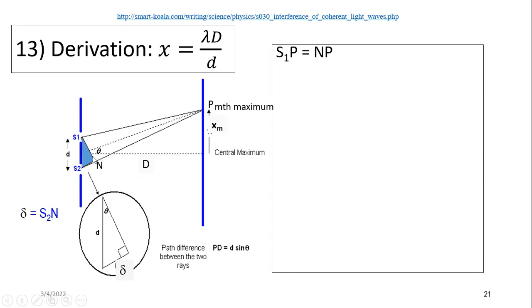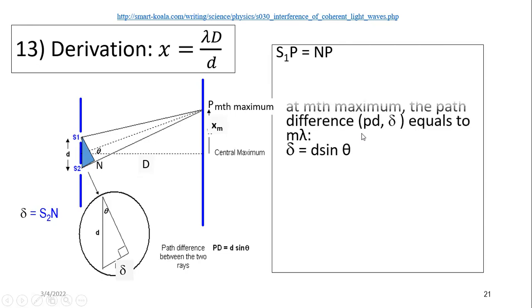S1P and NP are the same, equal length. Okay, it doesn't look that way in the picture there, but roughly they are equal length. That's why we show this is the path difference, the extra length that the wave from S2 has to travel. So for constructive interference at the nth maximum, the path difference delta equals m lambda. Right? The path difference there equals m lambda.